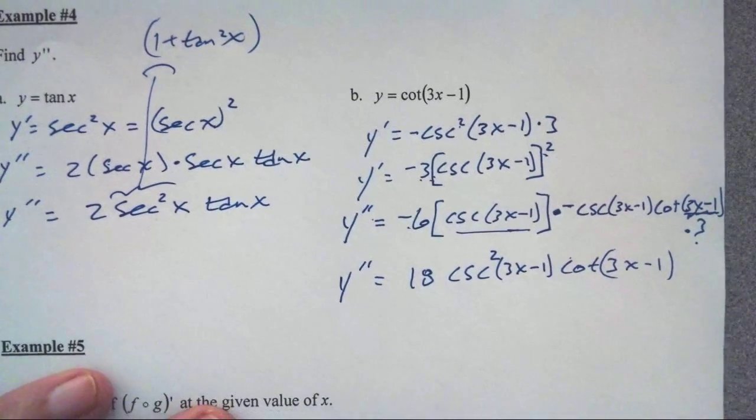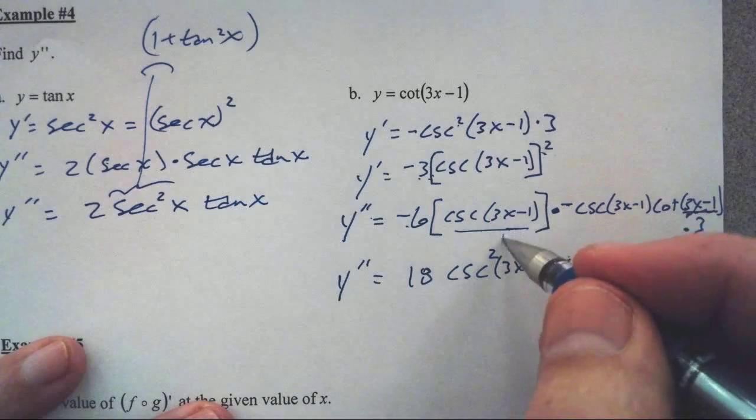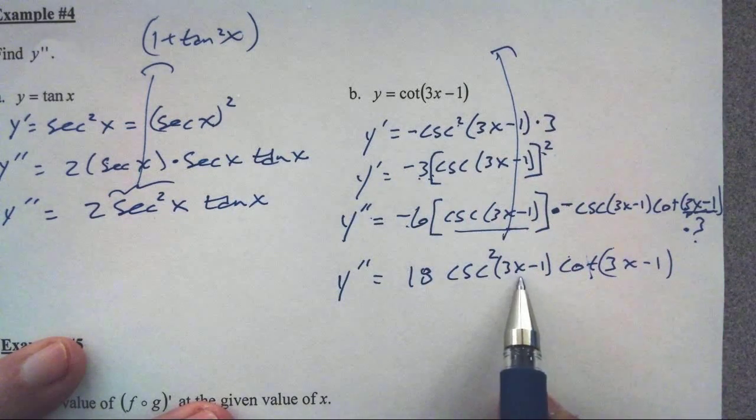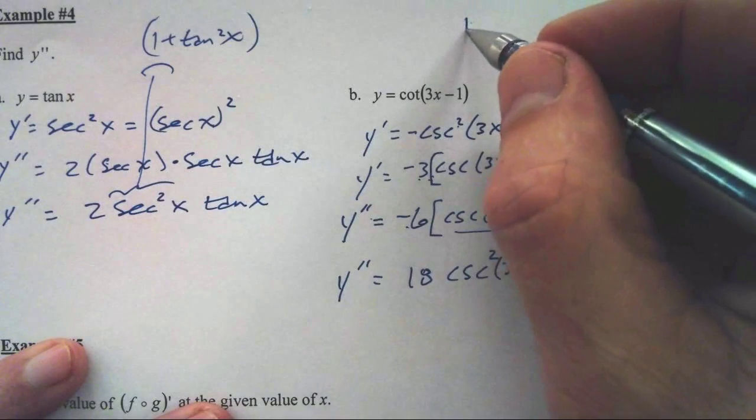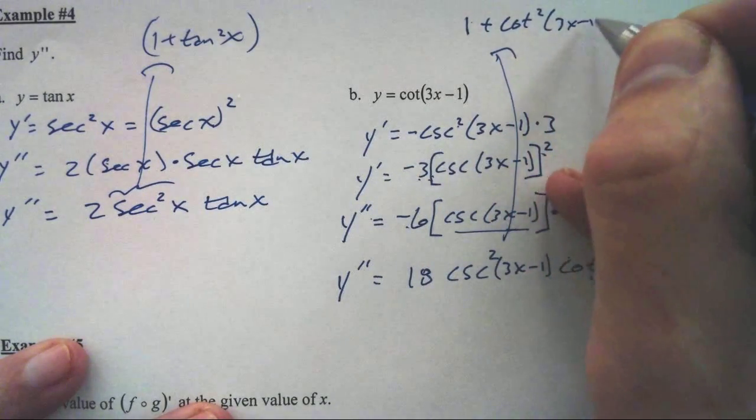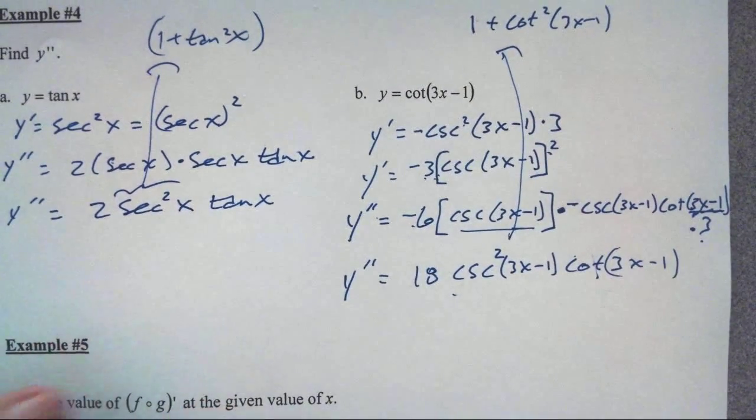so squared here, and I've got a factor of cotangent 3x minus 1. Now once again, because cosecants and cotangents live together in a Pythagorean, it's possible cosecant squared 3x minus 1 might be replaced with 1 plus cotangent squared 3x minus 1, and then distribute and combine some things.